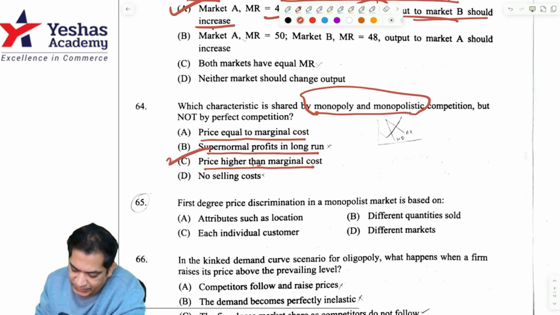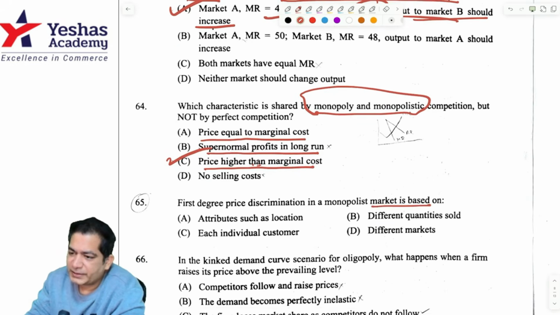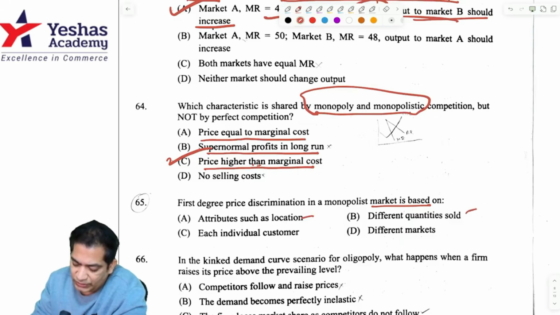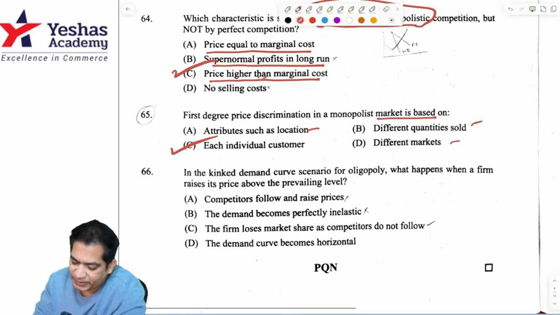First degree of price discrimination in monopolist. First degree of price discrimination where the monopolist is very powerful, it takes away the entire consumer surplus. So this location, quantity sold, different market is related to third degree, where to each individual consumer he charges different prices.